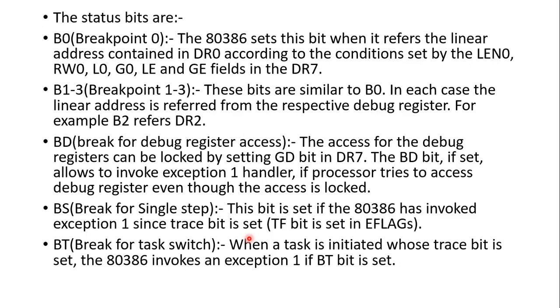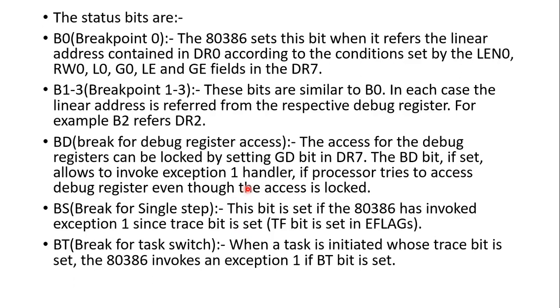When will breakpoint 0 apply? If the B0 bit is set, then it will refer to the address contained in DR0, because it is B0. It will refer to DR0 according to the conditions set by LEN0, that is length 0, RW0, that is read/write access 0, L0, local enable, G0, global enable, LE, local exact, and GE, global exact fields in DR7.